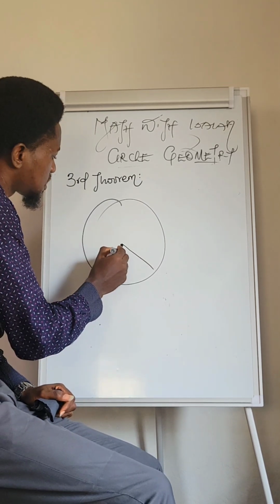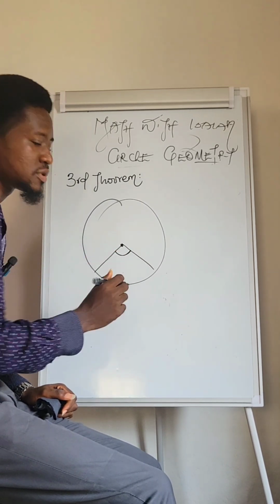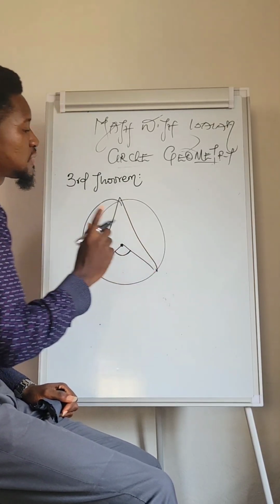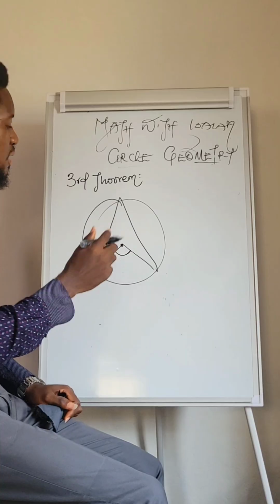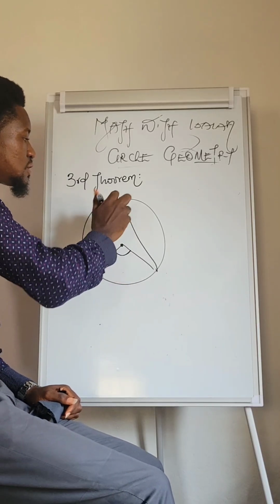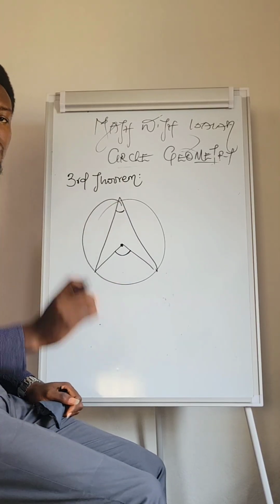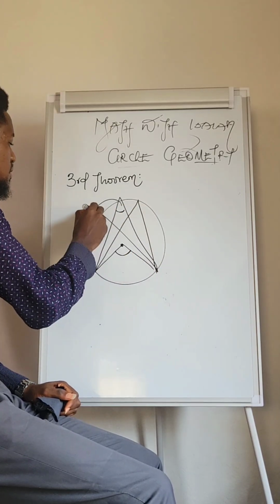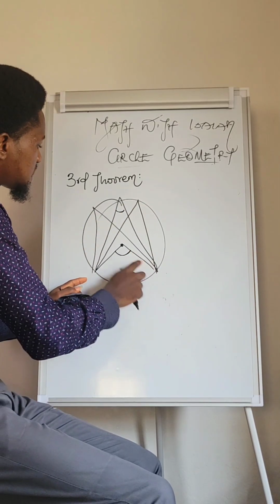So the angle at the center is 2 times the angle subtended at any point on the circumference. Now that is the theorem. I don't want to write it out. Angle at the center is 2 times the angle subtended at any point on the circumference. It can be like this. It can be like this. As long as it's subtended by this arc.